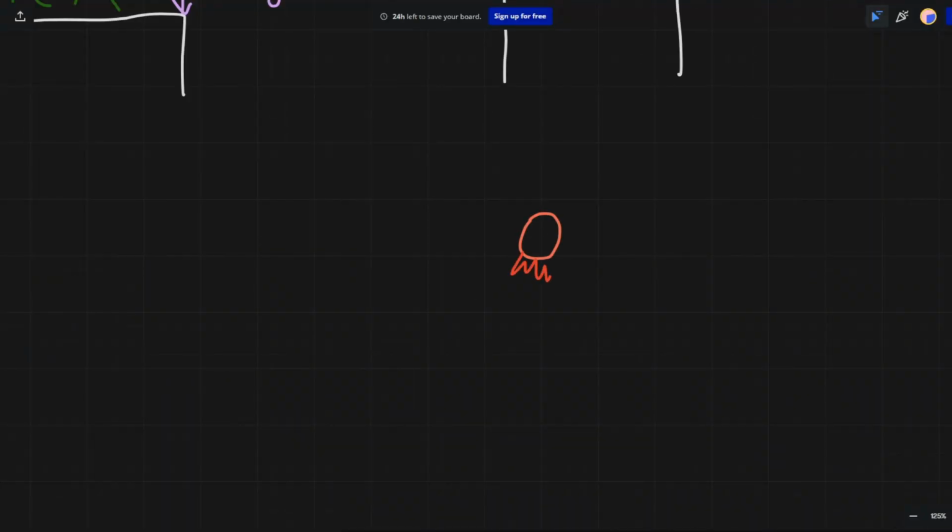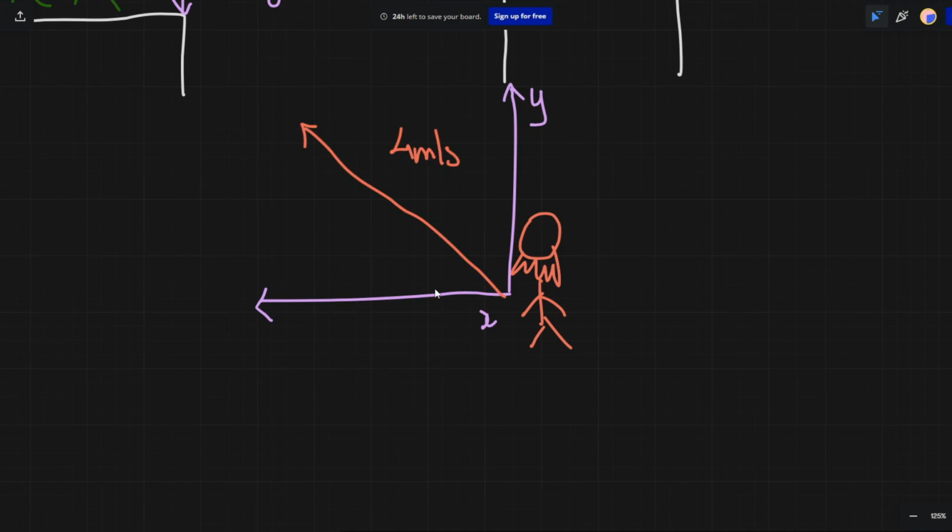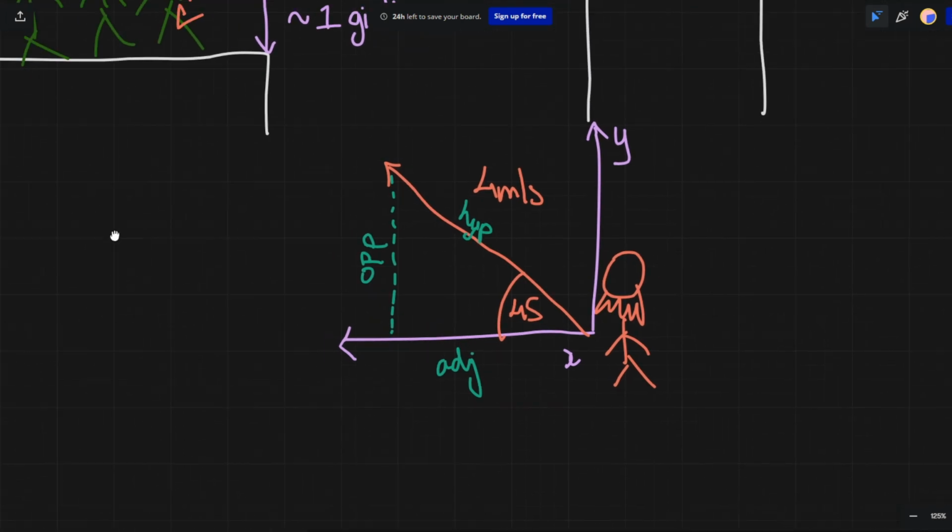If Gimli is being thrown at 4 meters per second at an angle of 45 degrees, we can depict the x and y components basically by using Pythagoras' theorem. Remembering your sine, cos, and tan rules, we can determine the speed of Gimli at the moment that he gets thrown in the x direction and the y direction.